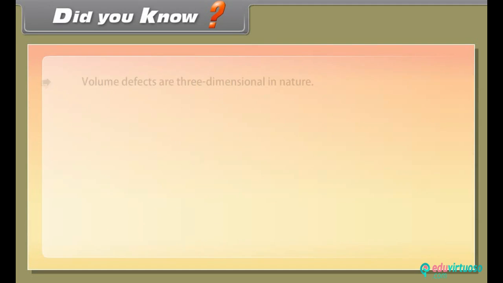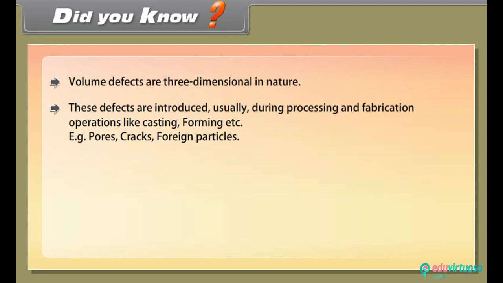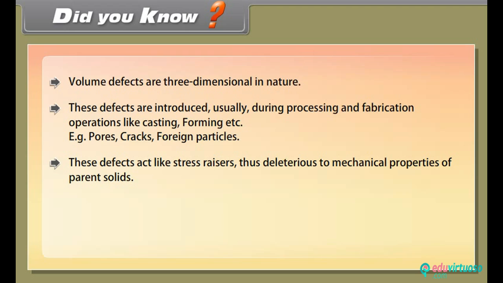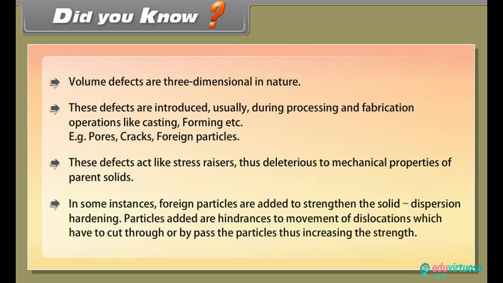Did you know volume defects are three-dimensional in nature? These defects are introduced usually during processing and fabrication operations like casting, forming, etc. Examples: pores, cracks, foreign particles. These defects act like stress raisers, thus deleterious to the mechanical properties of parent solids. In some instances, foreign particles are added to strengthen the solid, called dispersion hardening. Particles added are hindrances to the movement of dislocations, which have to cut through or bypass the particles, thus increasing the strength.